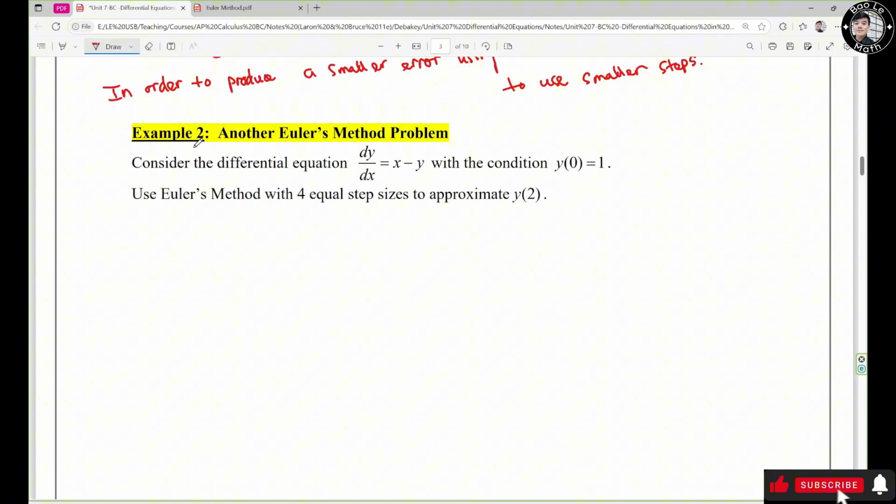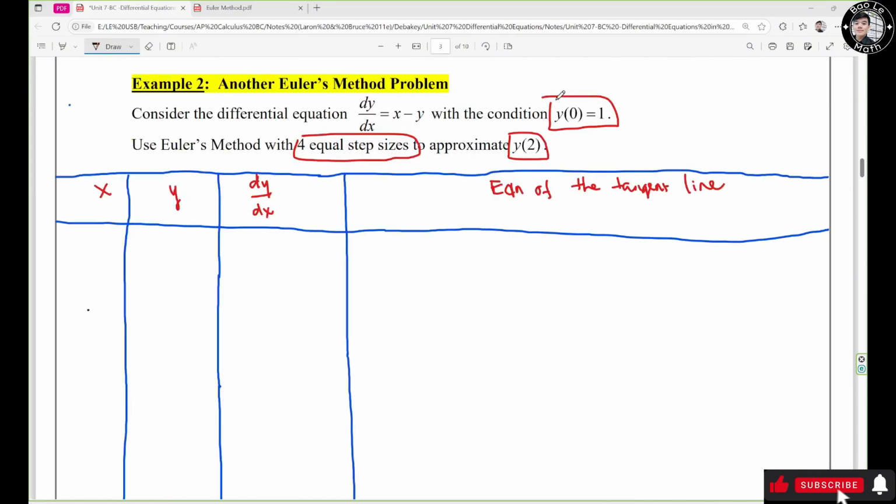So now let's move on to example number 2. Consider the differential equation dy over dx equals s minus y with the condition y of 0 equals 1. Use the Euler's method with 4 equal step sizes to approximate y of 2, right? So we're gonna sketch the table as we did in example number 1, right?